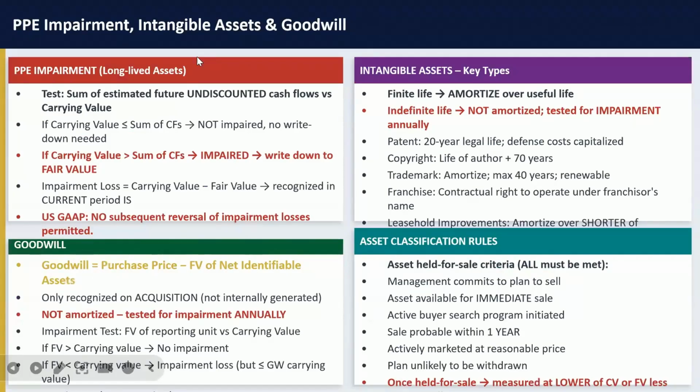So next up, plant, property and equipment, recording and their impairment, and also intangibles and goodwill.